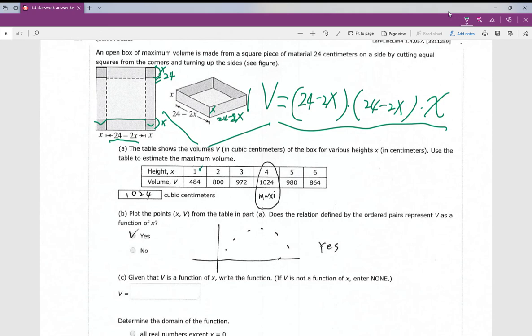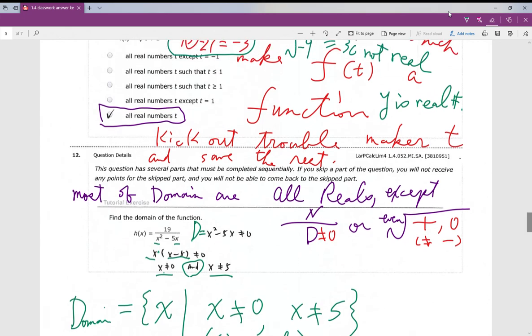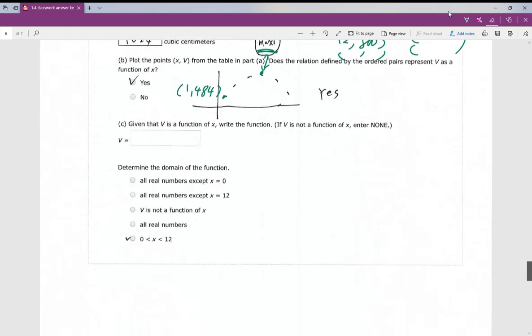If you input 1, 2, 3, 4, 5, 6 to the function, you are going to see the biggest number here is 1024. Okay. And if you make it as coordinates, 1, 484, 2, 800, and so on, you plot them on the graph. You have this, and this one is this one. You have the highest point. So this is number 12. Let me see. Here, okay. So part C.